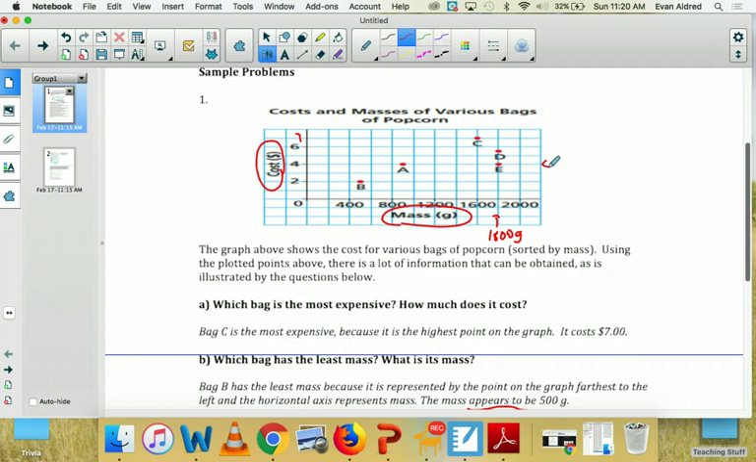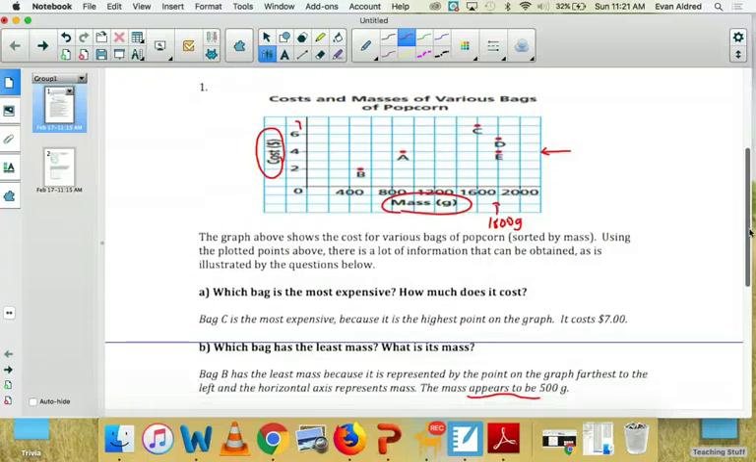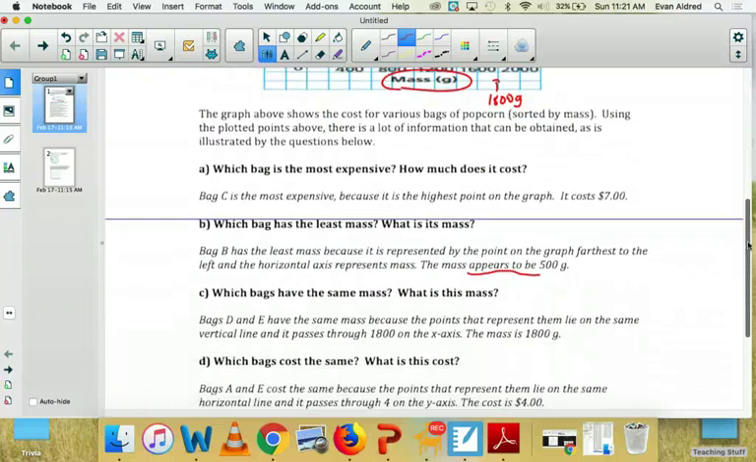They are at $4. So there's 2 bags that line up, parallel with the arrow I just drew. They would both have the same cost. Bag B doesn't. It's on its own row, as are D and C. So in this case, the 2 bags with the same cost are A and E, and that cost is $4.